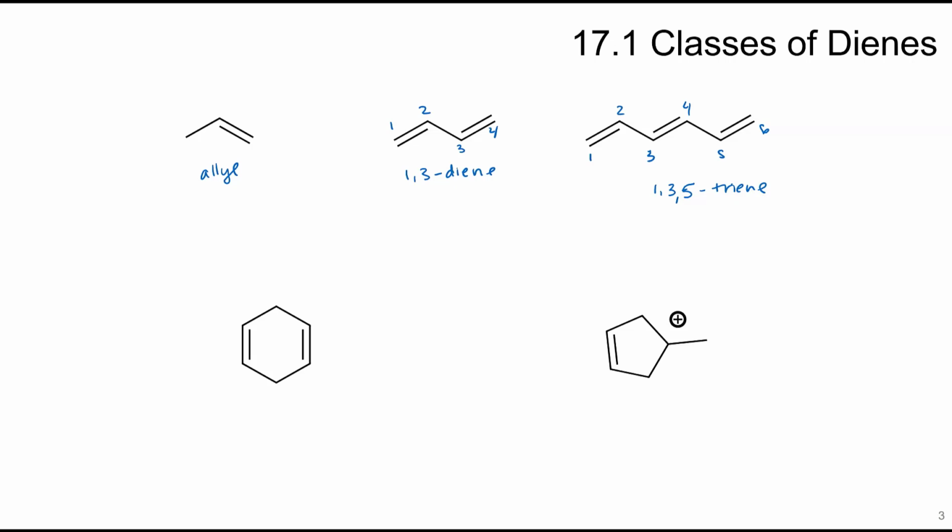In these two structures here, we have two single bonds in between each of these double bonds. This is non-conjugated. We have two isolated alkenes. In this structure here, there's two single bonds. This is also non-conjugated.